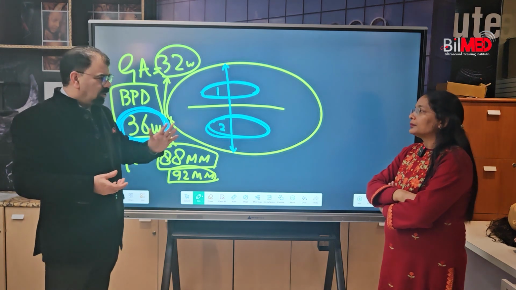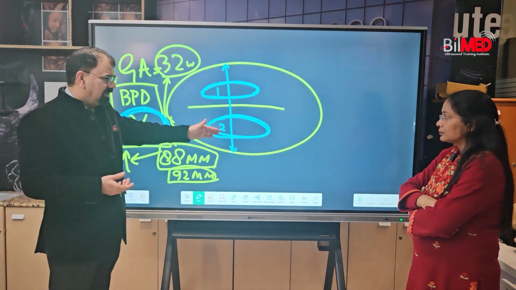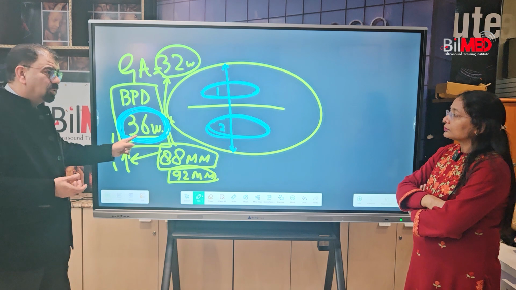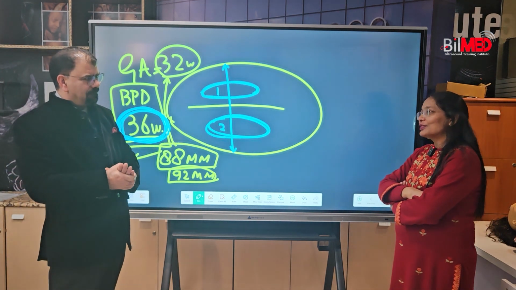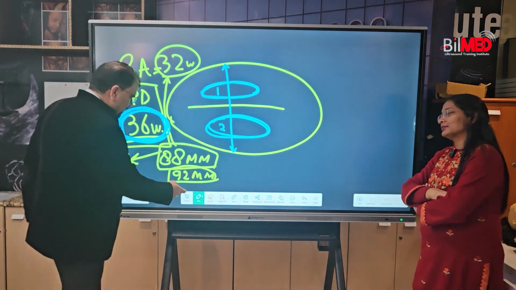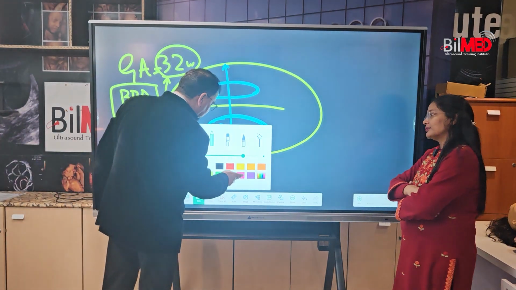What next do you have to see? We will come to the cause. Bilateral lateral ventricles are dilated. What next do you have to do? I think we should see the third ventricle. Third ventricle. Now here comes the role of the anatomy.